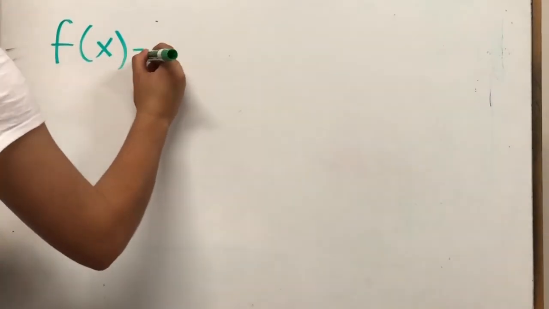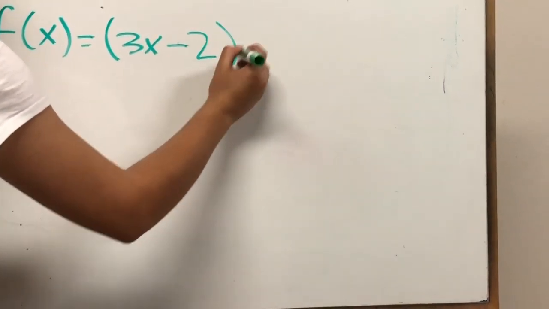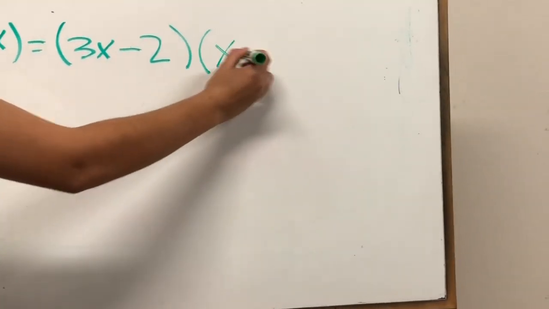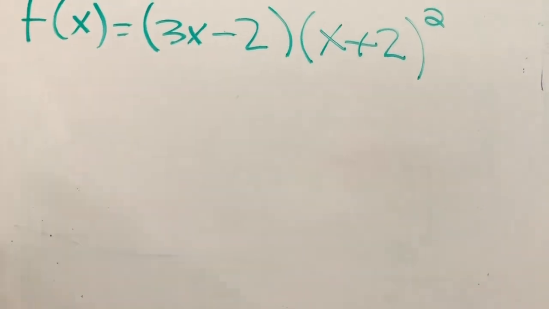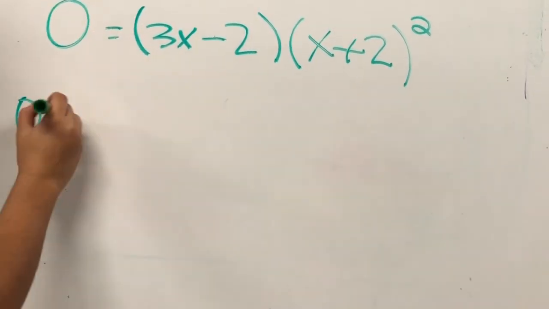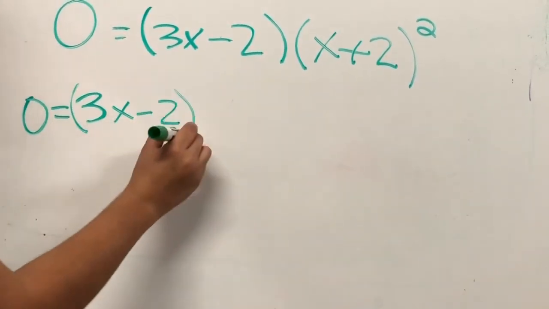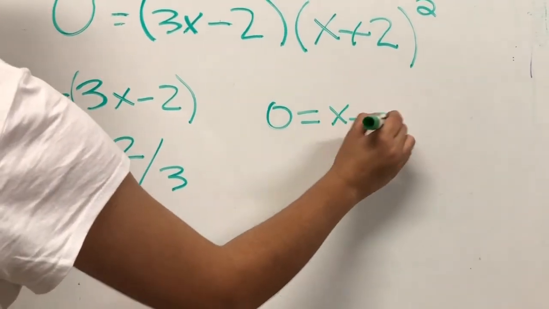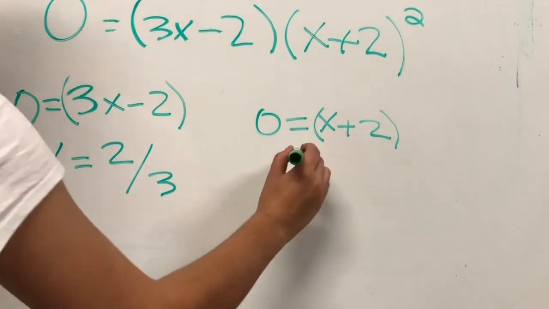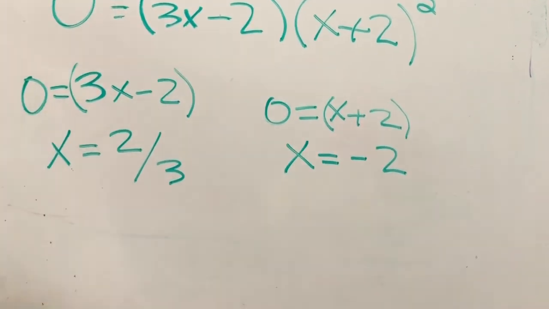The first step in graphing the equation is solving the equation to find its roots. Here you set both factors equal to 0 and solve using the zero product property. So the first x will be 2/3 and the second x will be -2.